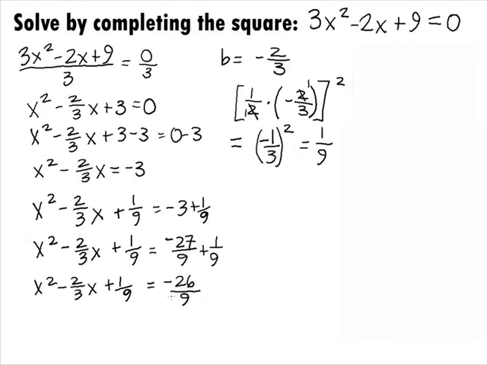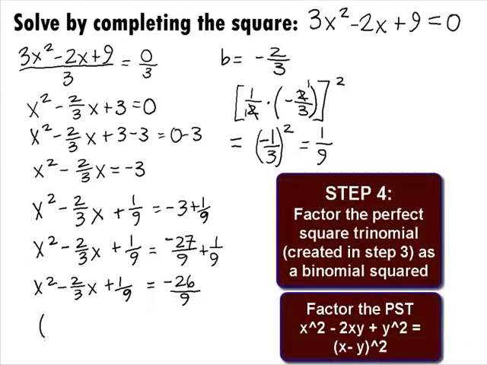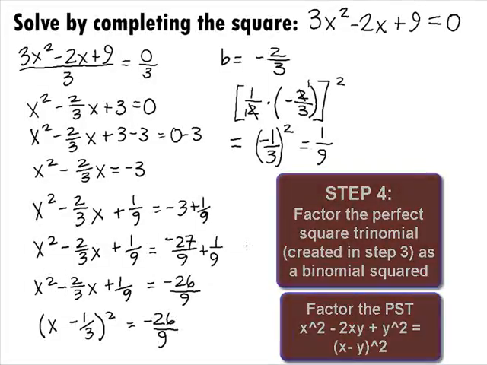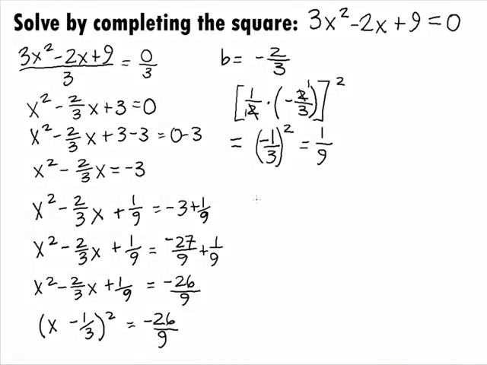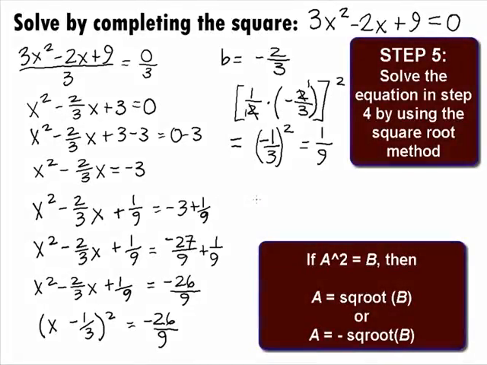In step 4, we want to factor the perfect square trinomial created in step 3 as a binomial squared. When we do that, we get x minus 1 over 3 quantity squared equals a negative 26 over 9. In step 5, we want to solve the equation in step 4 by using the square root method, as we did in example 6.